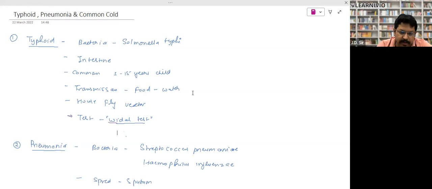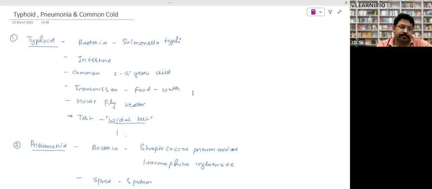And the most important thing, which has been asked many times, is which test is conducted to confirm typhoid. To confirm that a particular person has typhoid, we perform the Widal test. So it is confirmed by the Widal test.